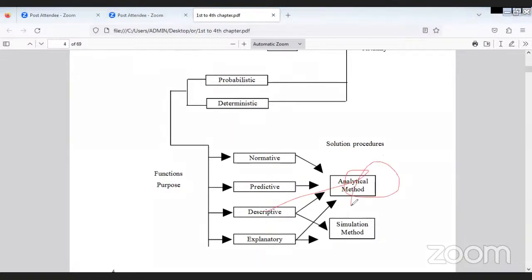Descriptive law, analytical method, descriptive simulation method, explanatory analytical method, simulation method. Clear?